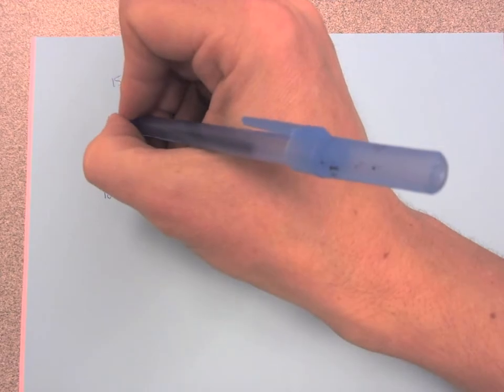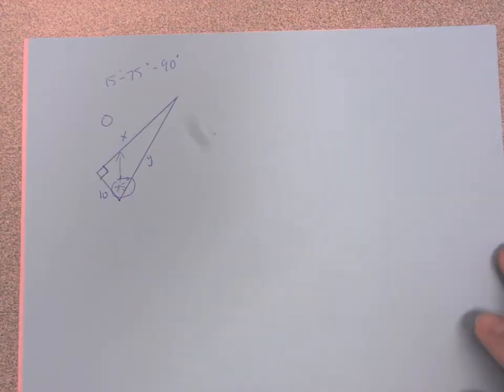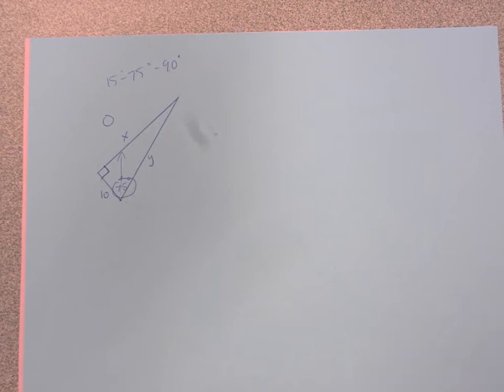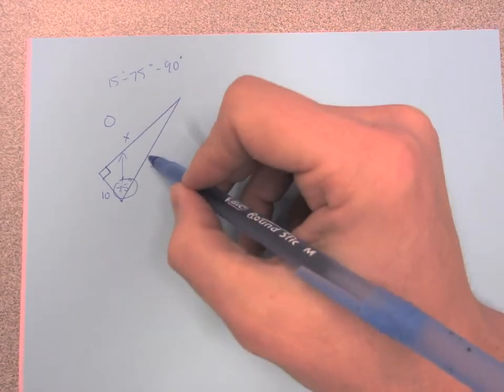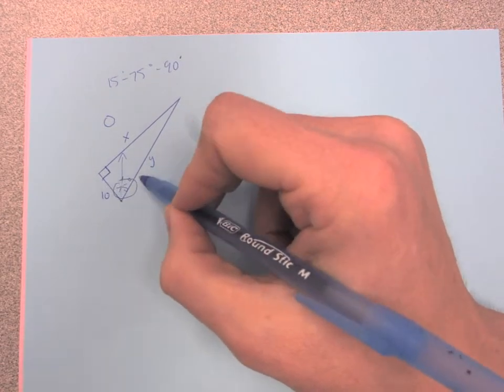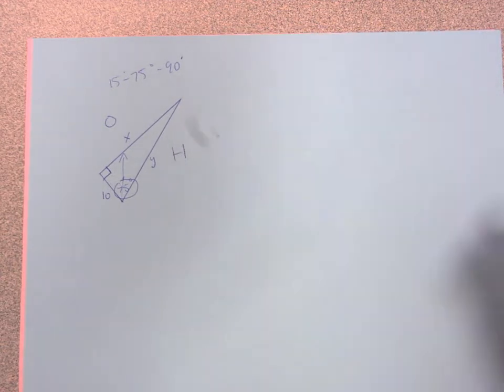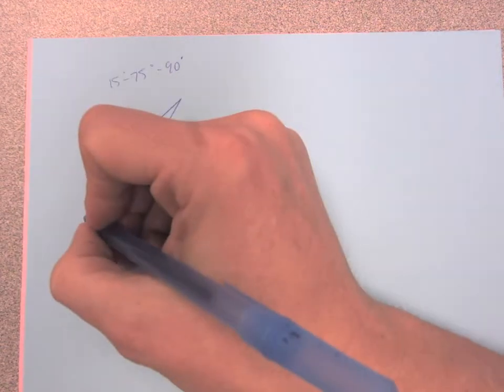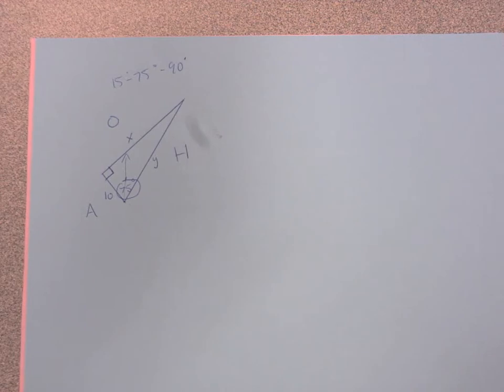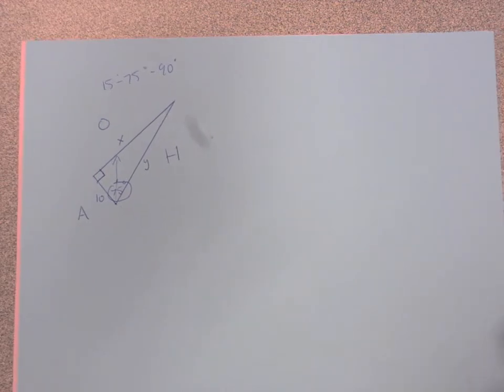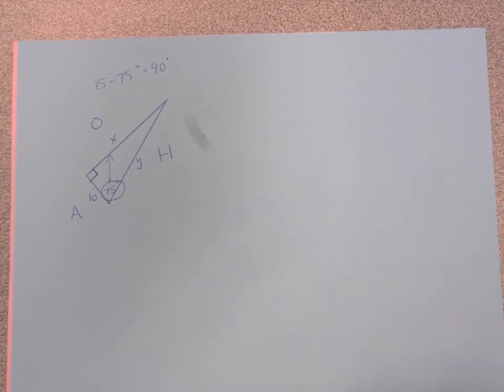So I'm going to label this O for opposite. That's the side opposite 75. This one right here is the hypotenuse. It's across from the 90-degree angle. So I'm going to label this H for hypotenuse, which makes this one the adjacent side. Knowing how to find the opposite, the adjacent, and the hypotenuse in a right triangle is crucial for your homework. So I have 3 different trig ratios. Let's see if we can set them up.